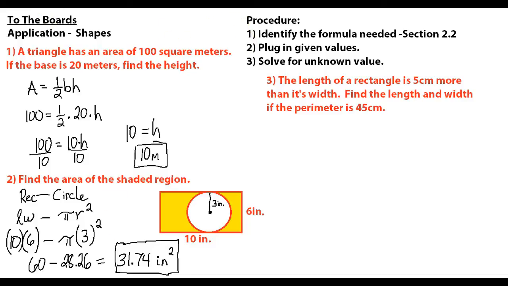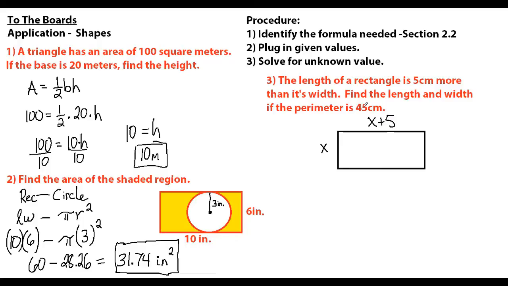We now need to find the length of a rectangle, which is 5 centimeters more than its width. I feel like I almost want to draw this one out. You could if you wanted to. It says that the length is 5 more than the width. So if I called the width x, that would mean that the length is x plus 5, because it's 5 more than the width. Okay, and then they start talking about the perimeter. They say find the length and the width if the perimeter is 45. Well, we're going to need the perimeter formula.